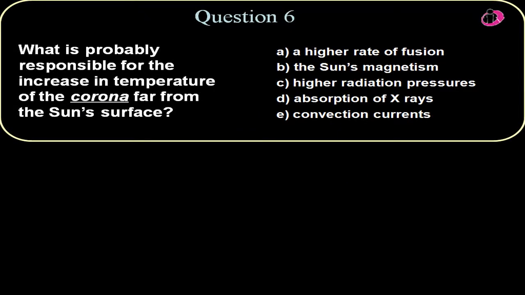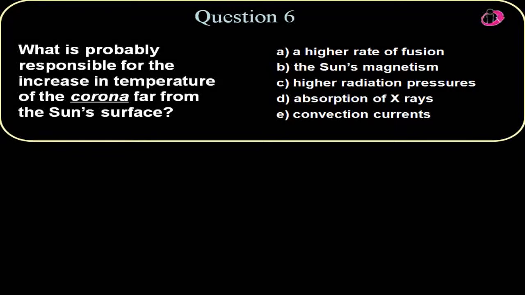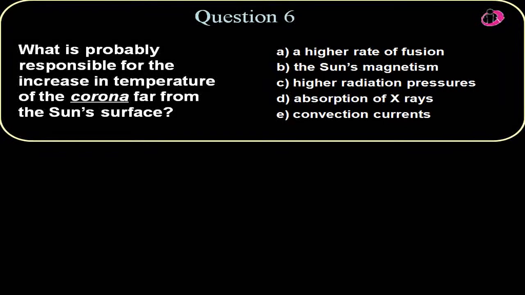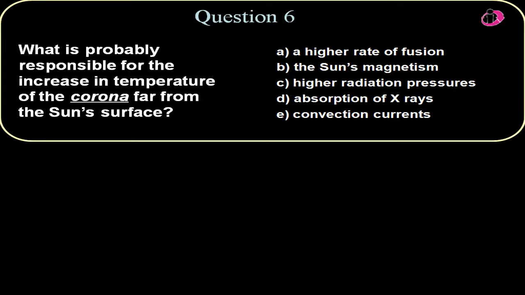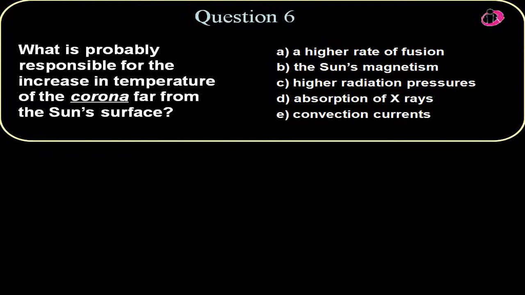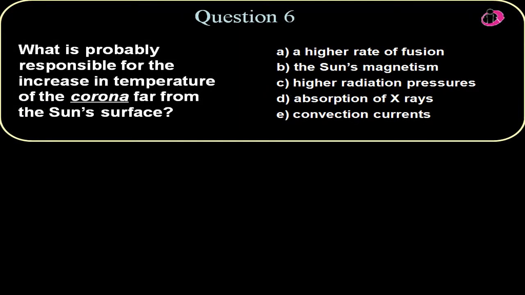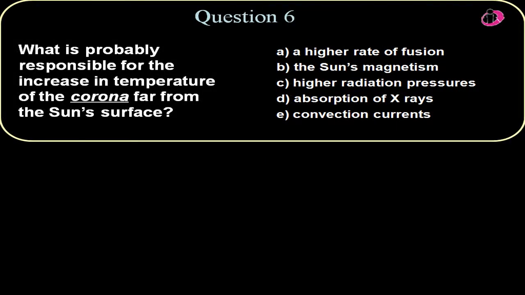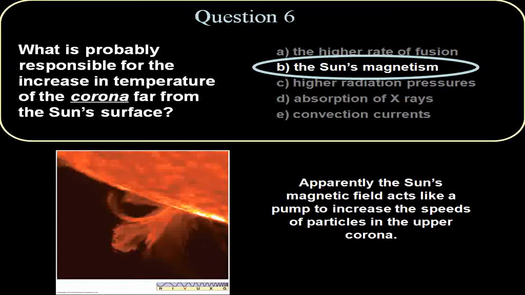Question 6. What is probably responsible for the increase in temperature of the corona far from the Sun's surface? Well, far from the Sun's surface, we know that it gets up to about 3 million degrees Kelvin in the corona, and that's higher than it was in the transition zone and much higher than it was at the surface. So there's something supplying energy to the corona, and that is the Sun's very large magnetic field. It's acting like a pump that is giving energy to those particles and allowing them to reach higher movement and higher temperature. It's the Sun's magnetic field.